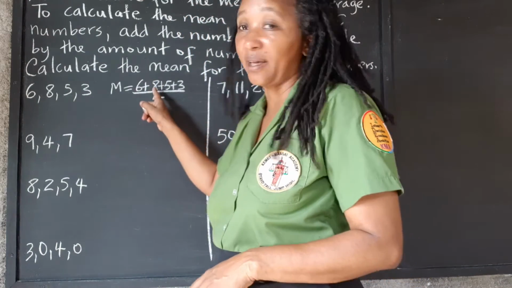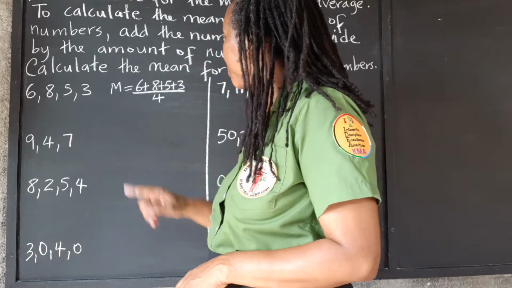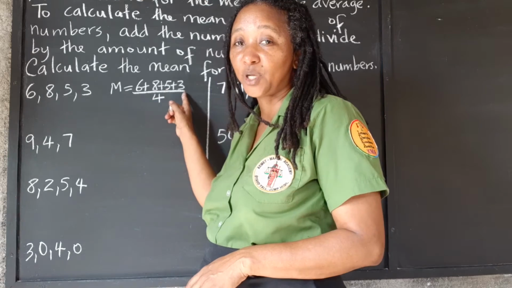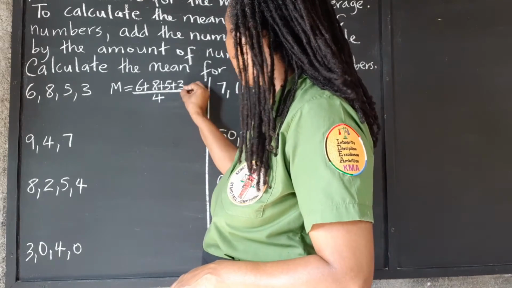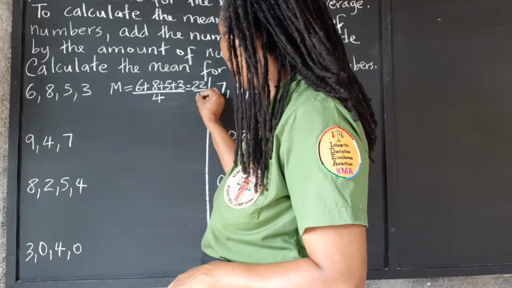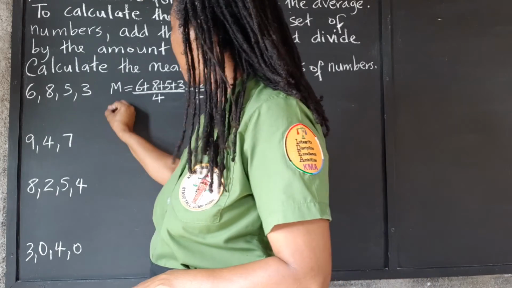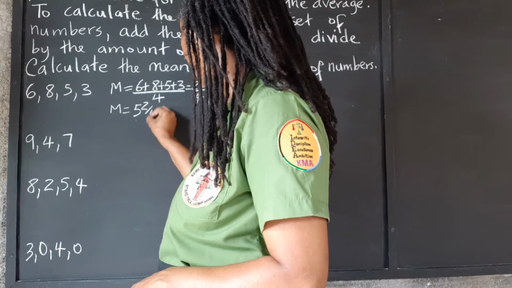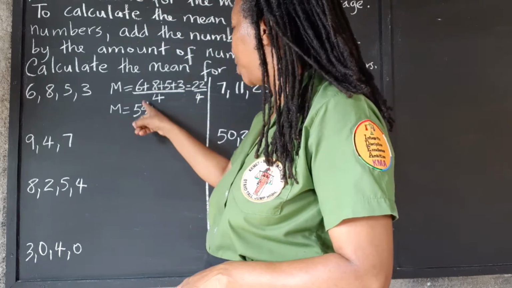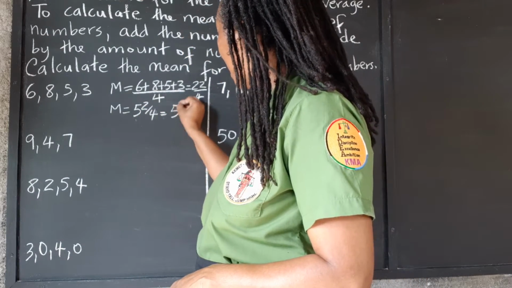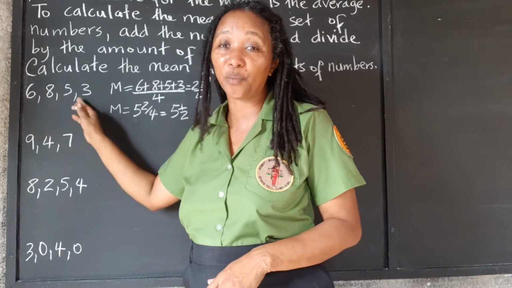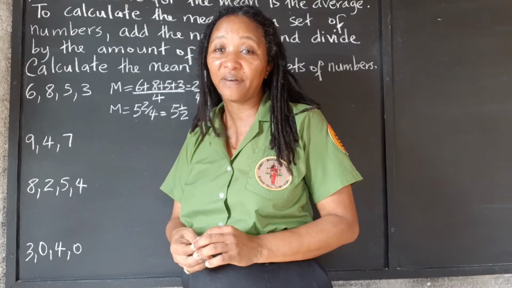6 plus 8 gives 14. 14 plus 5 gives 19. 19 plus 3 gives 22. So that's 22 divided by 4. 4 goes into 22 5 times, remainder 2 over 4, and we can reduce that to 5 and a half. So the mean for this set of numbers is 5 and a half.